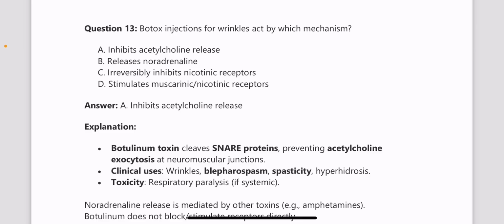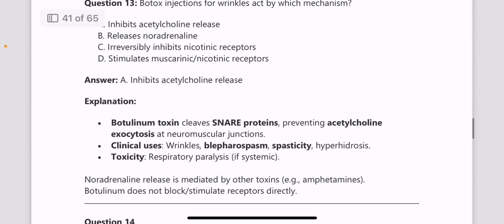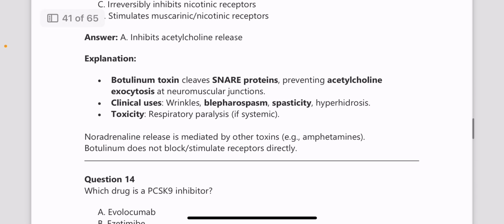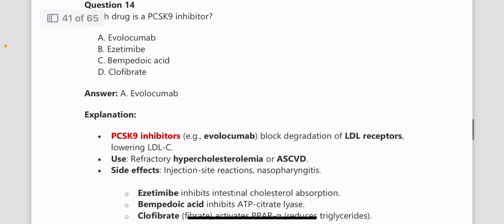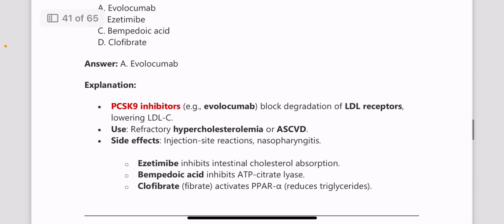So, botulinum toxin cleaves the SNARE proteins, preventing acetylcholine exocytosis at the neuromuscular junctions. It is used in wrinkles, blepharospasm, spasticity, hyperhidrosis, etc. And in case of its toxicity, there will be respiratory paralysis. Next question. Which drug is a PCSK9 inhibitor? Again, monoclonal antibody, mechanism of action, uses, everything very, very important. So here the answer is evolocumab.